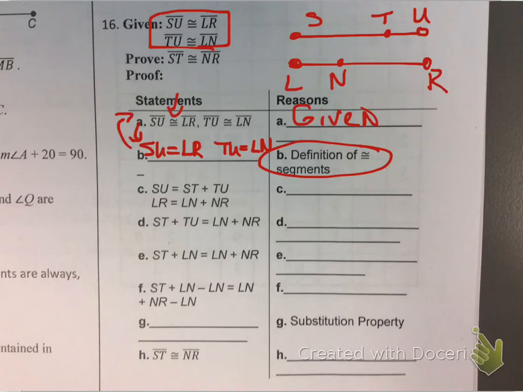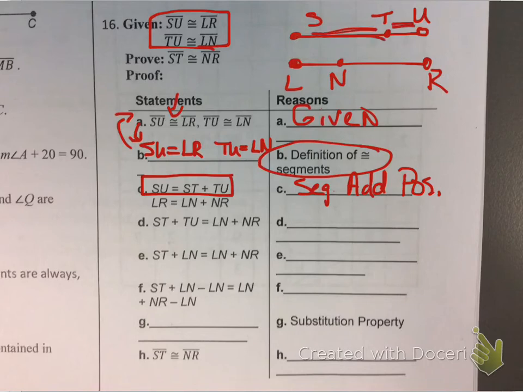All right. SU. Anytime I see something like this, where I'm adding two small segments to give me a big segment, that's the segment addition postulate. Always remember that. So when you're seeing something where they're adding and we're trying to say two small things are equal to a big thing, that would be the segment addition postulate.